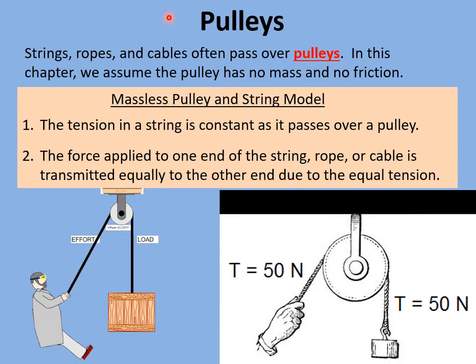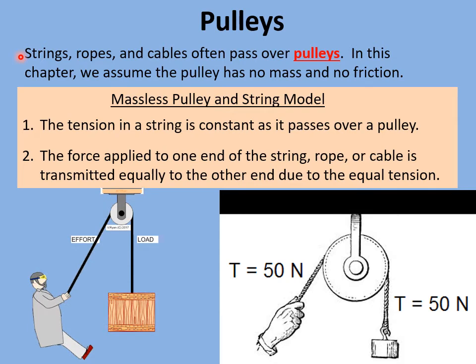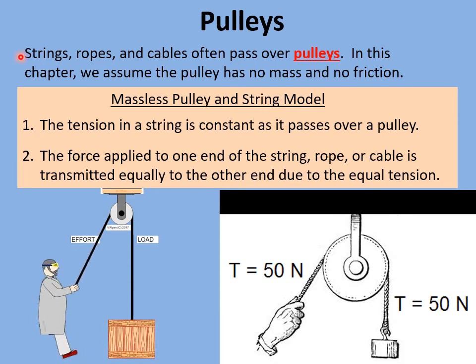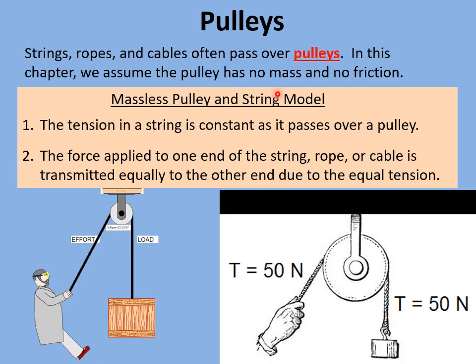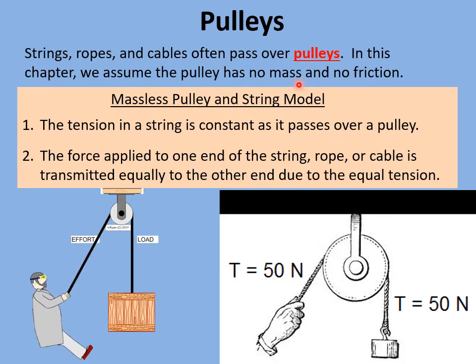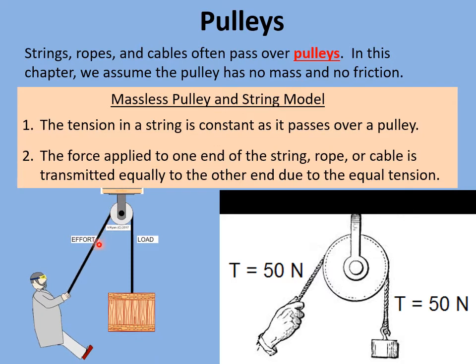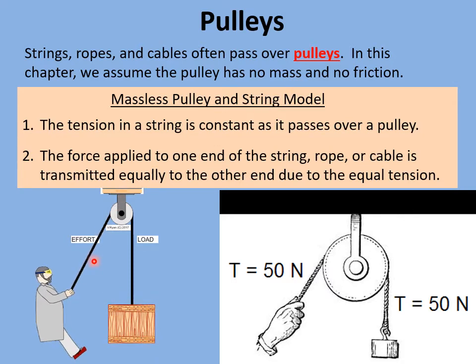Let's now turn to pulleys. So strings, ropes, and cables often pass over an object called a pulley. It's basically a simple machine. In this chapter, we're going to assume that the pulley has no mass and no friction. This is something we're going to look at later in the course where we talk about a pulley with mass. But the way a pulley works is it's just a way to transmit force and change the direction of the force.